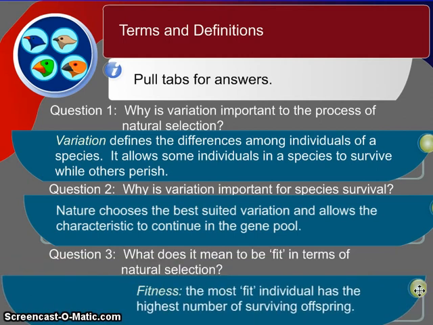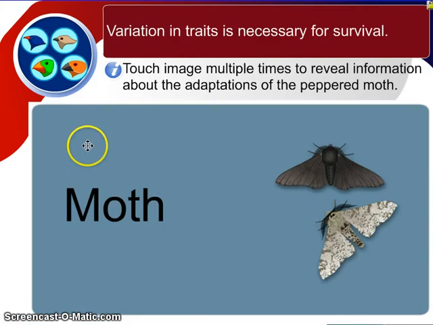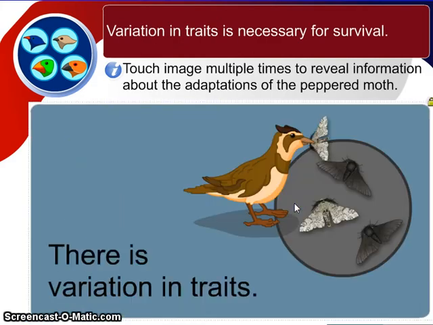So the animals that are the fittest, right, they have the best genes, will end up having the most number of offspring. And the more offspring that you have, the more people you have to continue on that genetic mutation or adaptation. Let's look at some more examples of this. Let's look at this moth.